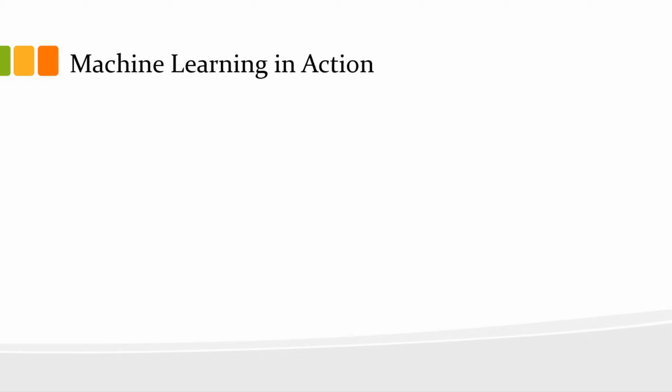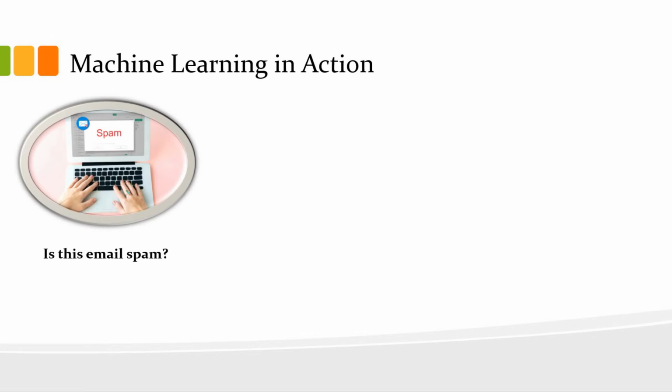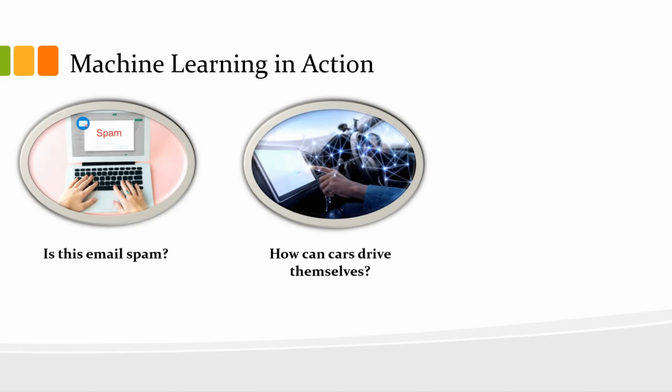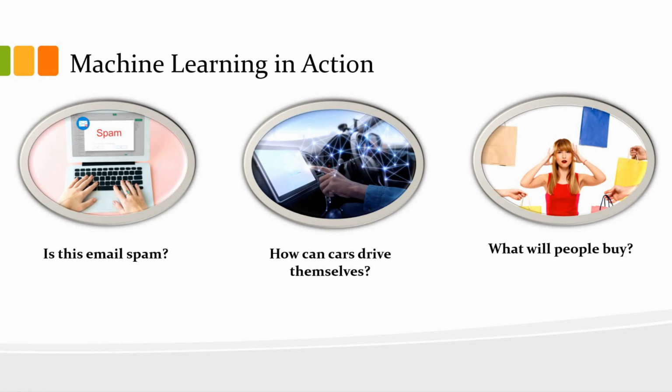Machine learning is one of those technologies that is all around us and we may not even realize it. For example, machine learning is used to solve problems like determining if an email is spam, how cars can drive themselves, and what products a person is likely to buy. Every day you see these types of machine learning solutions in action.